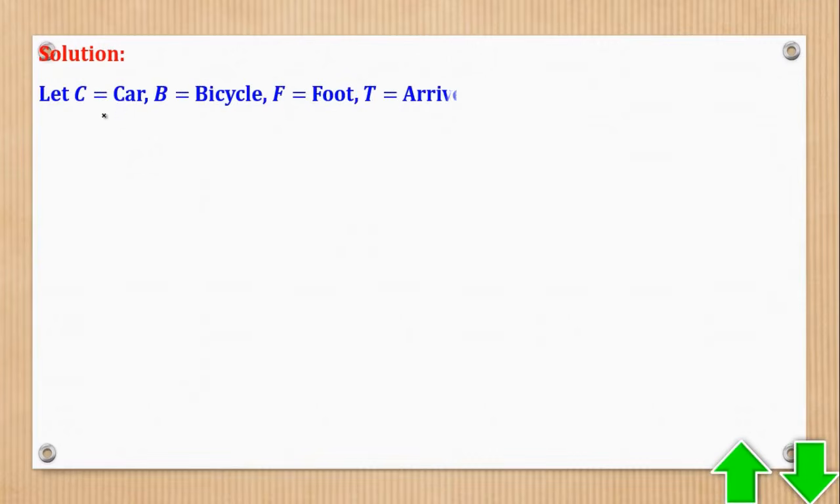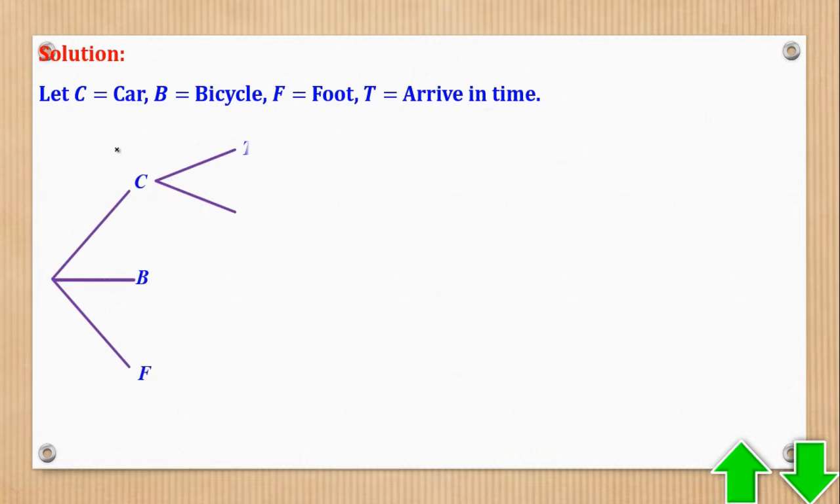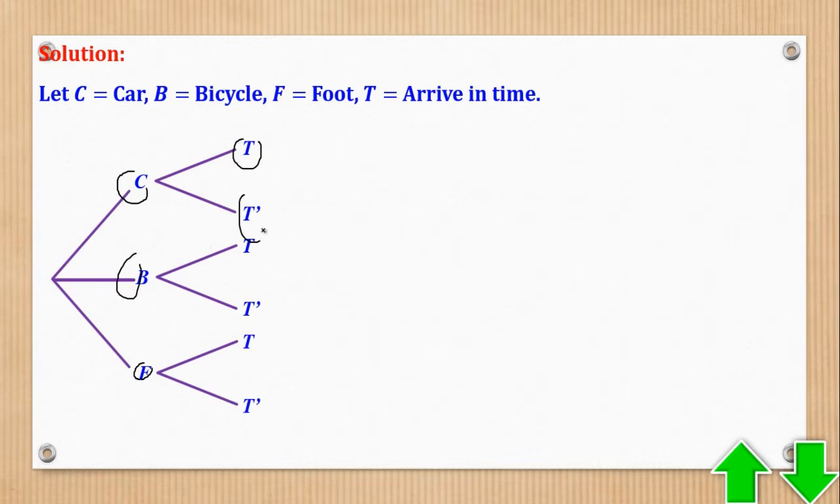So let C denote car, B denote bicycle, and F denote foot, then T denotes arriving on time. It is easier if you use tree diagrams. So there are three options: car, bicycle, and foot. And for each, they can arrive on time or not arrive on time.